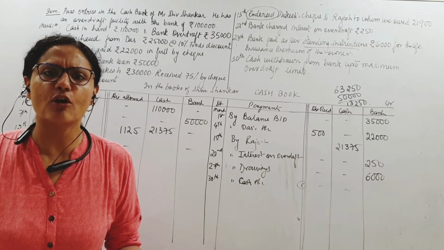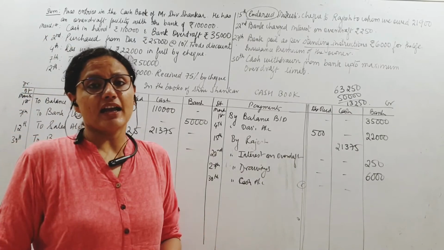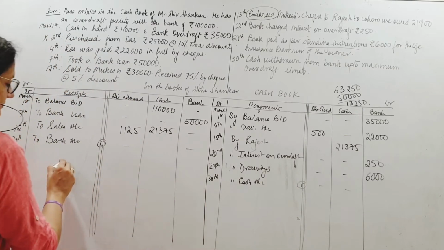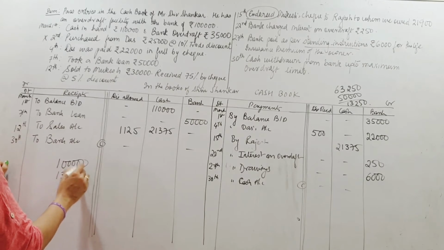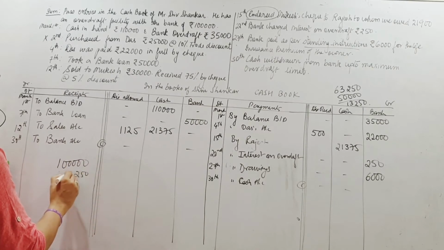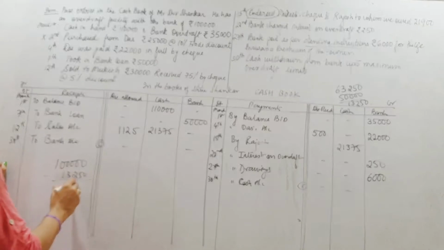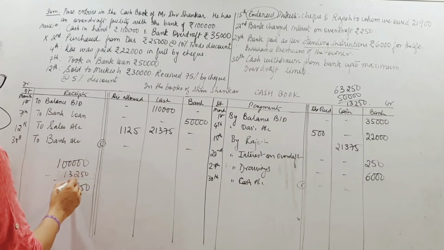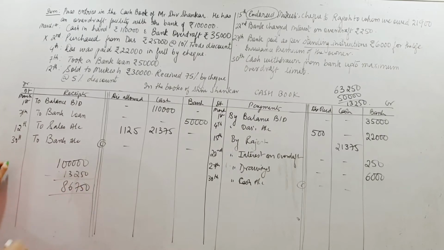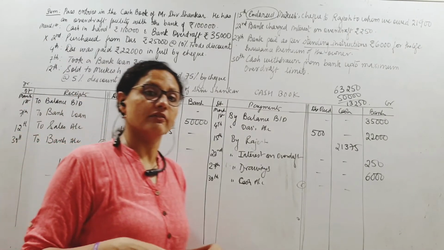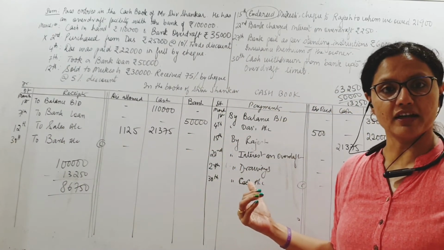How much can I withdraw more? I have already overdrawn 13,250. If I have to reach this 1 lakh limit of overdraft, 13,250 is already withdrawn, so I cannot withdraw the entire 1 lakh. So I will find out the difference here. 86,750. So I can withdraw further 86,750 from the bank. समझ में आ रहा है?